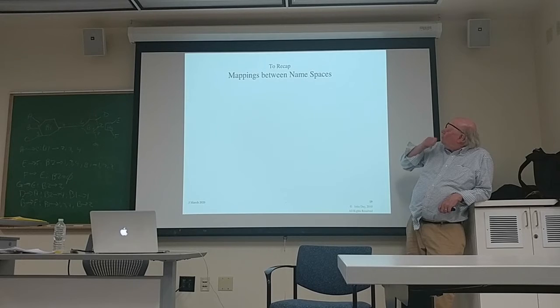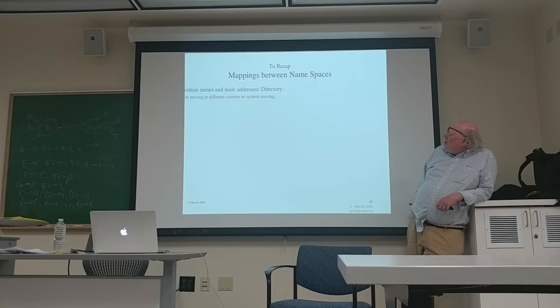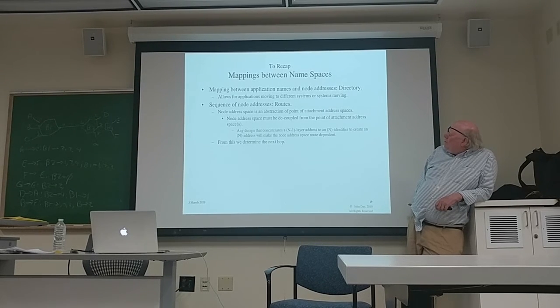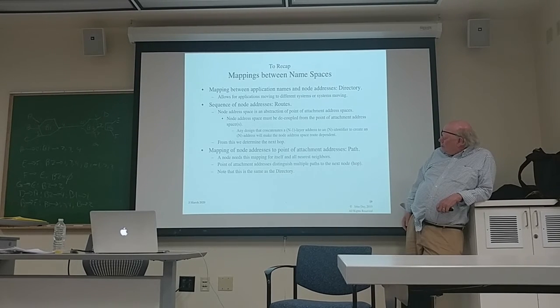Now, to recap, the mapping between application names and node addresses, usually called a directory, allows applications to move to different systems and not change their names, but they change their address. Sequences of node addresses are routes. The node address space is an abstraction of the point of attachment address space. From this, we determine the next hop. The mapping of node addresses to point of attachment addresses: the node needs to keep this mapping for itself and all its nearest neighbors. The point of attachment distinguishes the paths below to the next node.